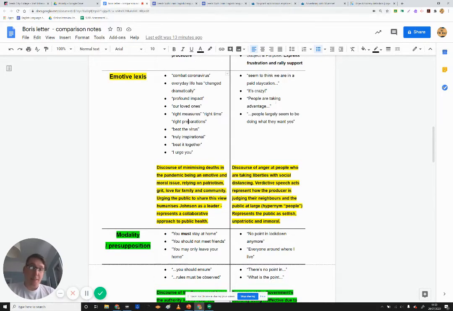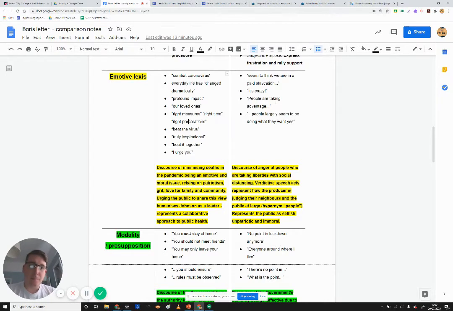So for the Boris letter, there's a discourse of minimising deaths in the pandemic being both an emotive and a moral issue. It relies on patriotism, grit, like national grit, we're all in this together, keep calm, carry on, all that stuff. A love for family and a love for our community. It urges the public to share his view. He's persuading people to have the same worldview that he has. But also it humanises Boris Johnson and wants the reader to think that he does care.